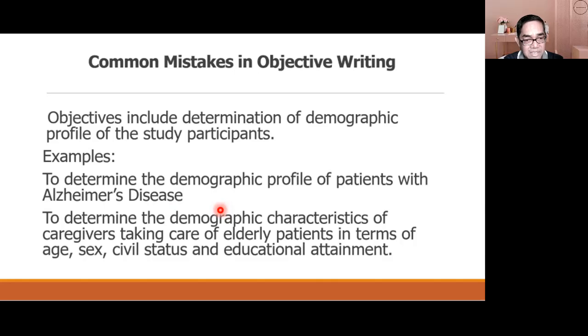So that is a proper way of formulating your research objective. You don't try to determine the demographic profile because that is not the objective of your study. So please, when you go to the second year, when you start writing your research protocol, I don't want you to be talking of demographic profile, except that really is your objective.